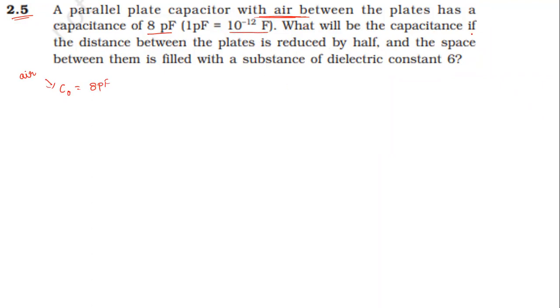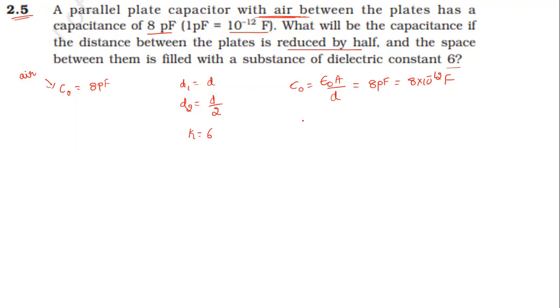What will be the capacitance if the distance between the plates is reduced to half? Means initial distance, let's say D1 is D. Now the final distance, let's say D2, becomes what now? D by 2. And the space between them is filled with a substance of dielectric constant K equal to 6. So now dielectric constant K is 6, we filled. Initially, what is the capacitance formula? C naught equals epsilon naught A by D. Its value given is 8 picofarad, which I can write as 8 into 10 power minus 12 farad.